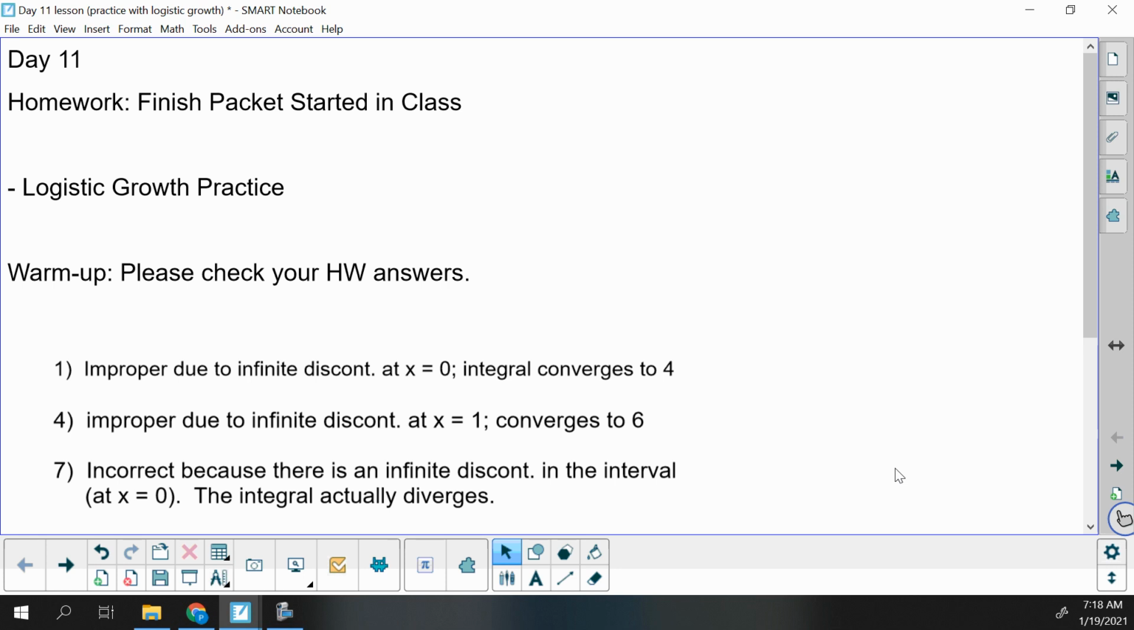Welcome to day 11. Your homework for today says finish the packet started in class. Now I put that packet in your notes packet, so it's the last 3 or 4 pages. I think it might be 4 pages in the notes packet. They're AP style problems. They're labeled questions 1, 2, and 3. We're going to do number 3 in the video, and then 1 and 2 will be left for you to do on your own.